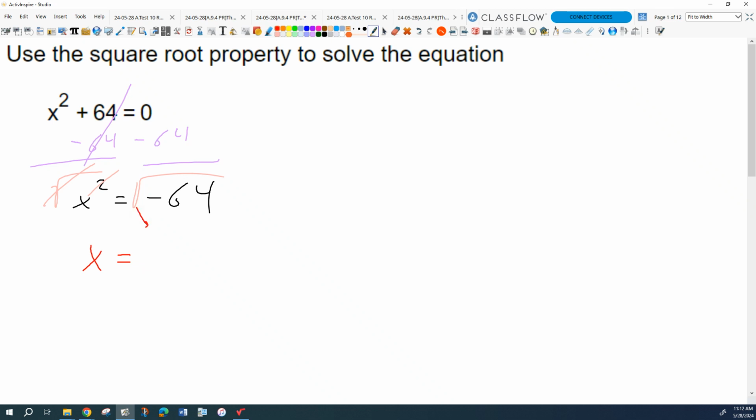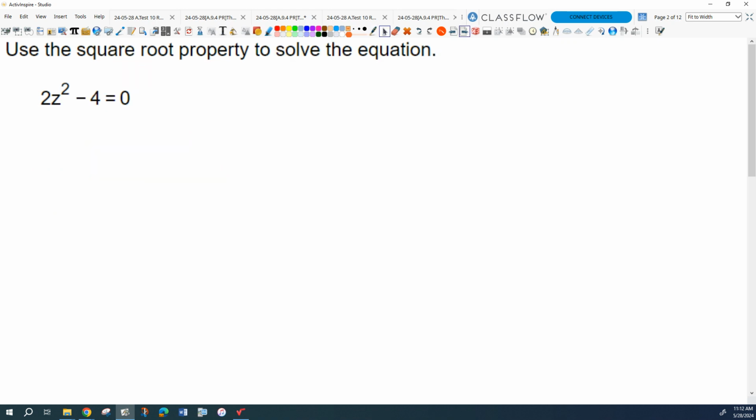When I square root both sides, I have to include a plus or minus. And what's the square root of negative 64? 8i. So there are my solutions: positive 8i, negative 8i. Good.